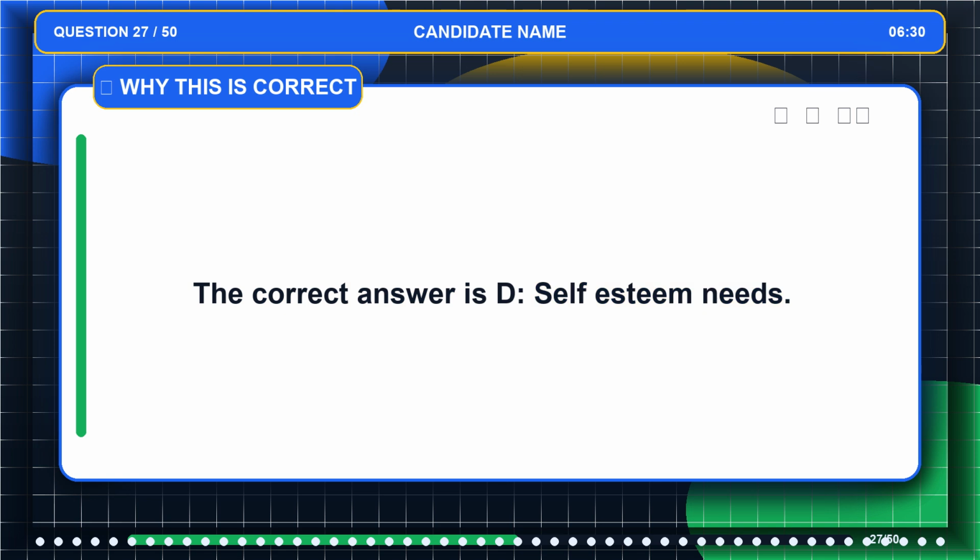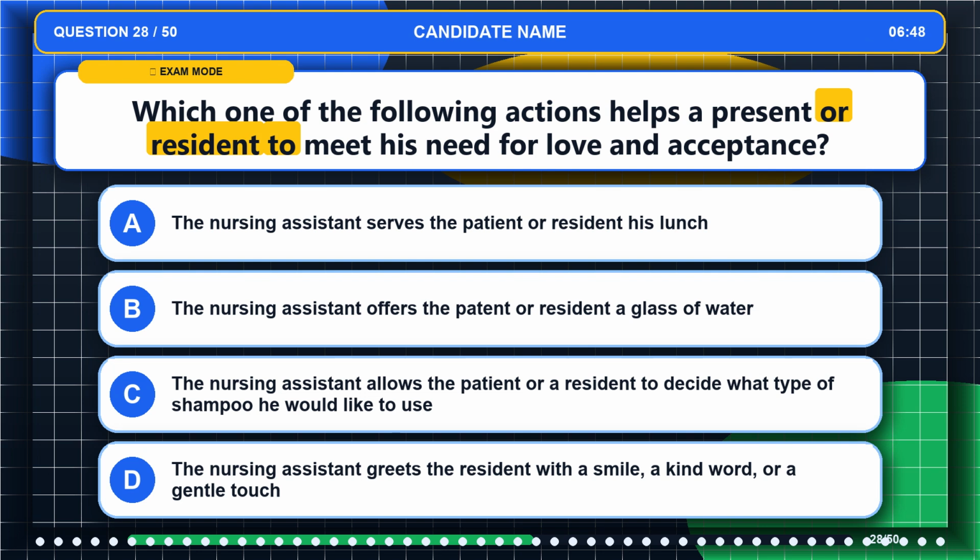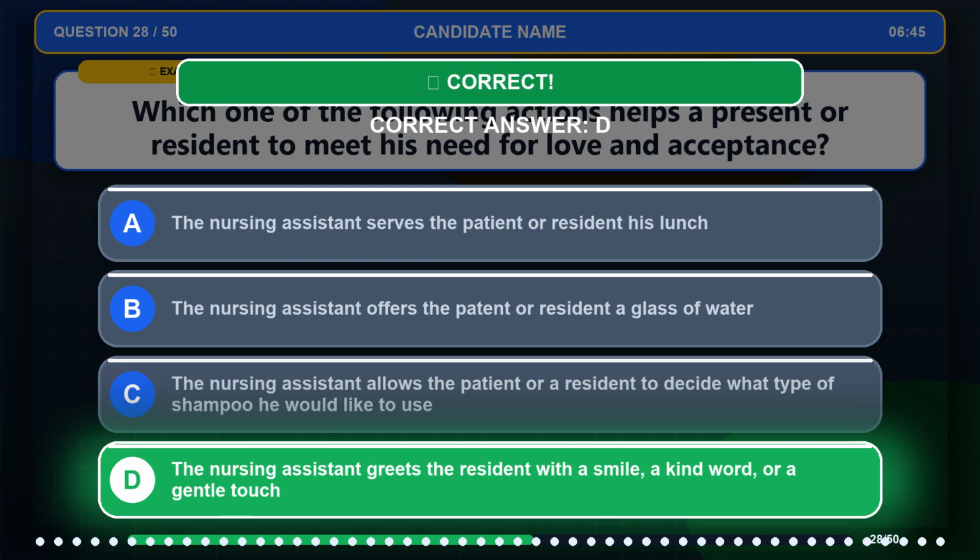Question 28. Which one of the following actions helps a patient or resident to meet his need for love and acceptance? Option A, the nursing assistant serves the patient or resident his lunch. Option B, the nursing assistant offers the patient or resident a glass of water. Option C, the nursing assistant allows the patient or resident to decide what type of shampoo he would like to use. Option D, the nursing assistant greets the resident with a smile, a kind word, or a gentle touch. The correct answer is option D.